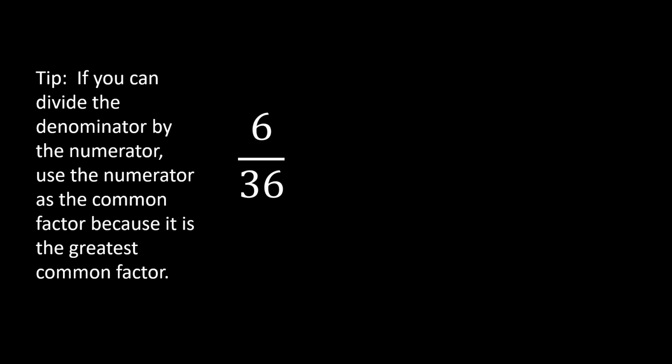In this example, we're going to simplify 6/36. If you can divide the denominator by the numerator, use the numerator as your common factor. Anytime that you can divide your denominator by the numerator, the numerator is your greatest common factor. So we can divide 36 by 6. So we're going to use 6 as our common factor, and in fact, it's our greatest common factor. We'll divide our numerator by 6 and our denominator by 6. 6 divided by 6 is 1, and 36 divided by 6 is 6. 6/36 is equal to 1/6.